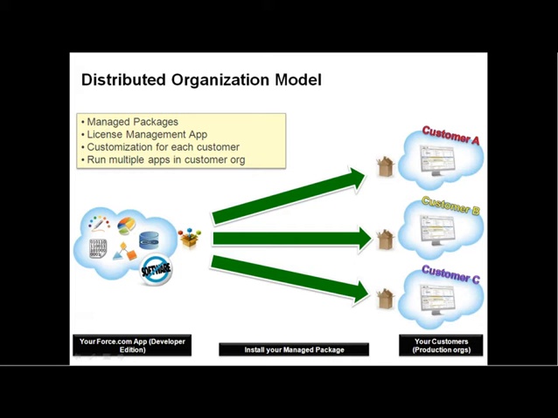Now, for your customers, the benefit here is they can customize this managed package after they installed it. So they can also make it work to their specific needs. As well, when you're using the distributed org model, your customers can have multiple apps in their single org, so they can really have all the solutions they need to manage all their business processes. So as we discuss the path to commercial app, we'll be focusing on this particular model.